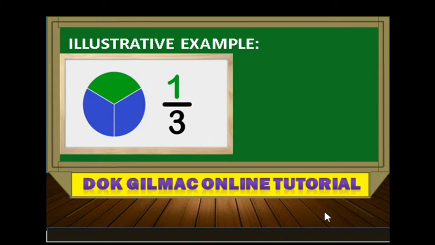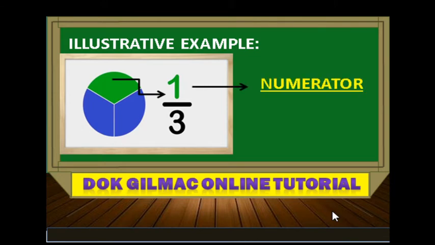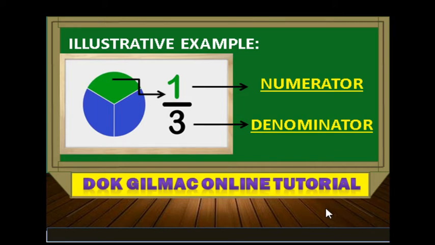Let's have an illustrative example. Say for instance, as you can see here, we have one circle which is divided into three parts. So 1, 2, 3. The green one is equal to 1/3, wherein 1 is the numerator and 3 is the denominator. So take note of that. So 1 is the numerator and 3 is the denominator.